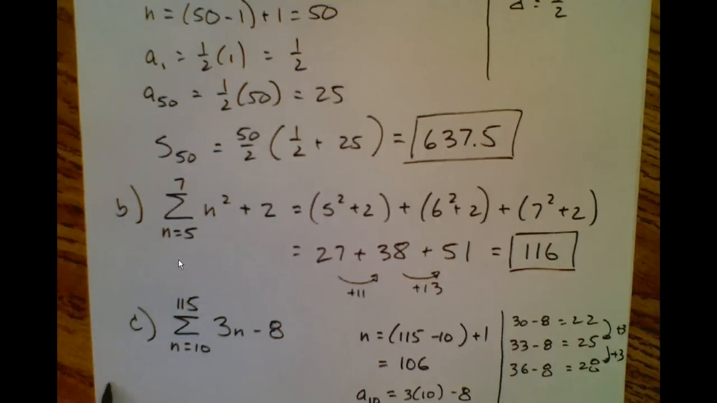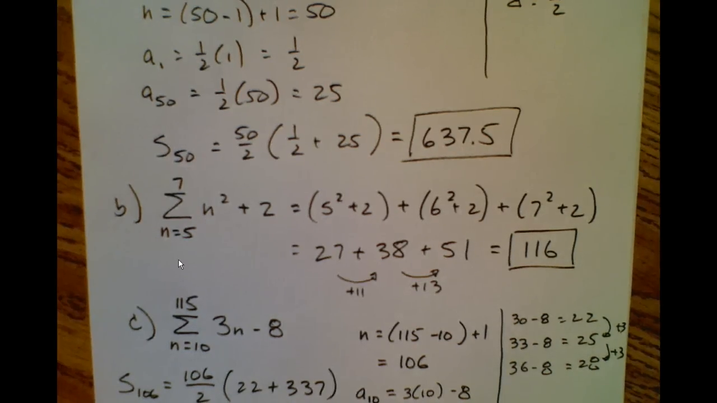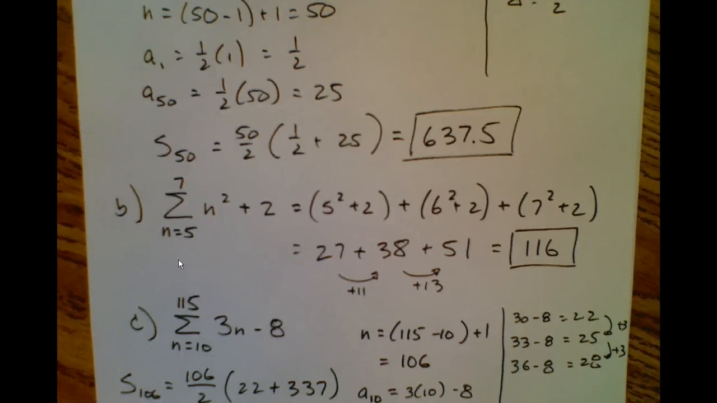So I've got everything I need, so I know the sum of these 106 terms is going to be 106 over 2 times the first term in this sequence, which is a sub 10, which is 22, plus the last term, which is 337, and we should get 19,027.